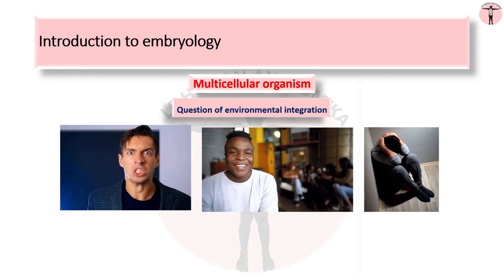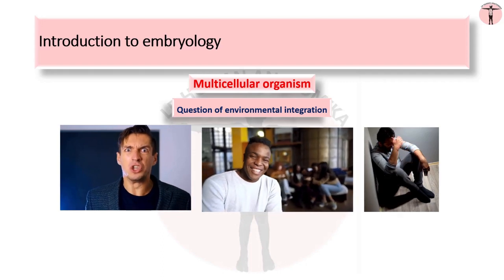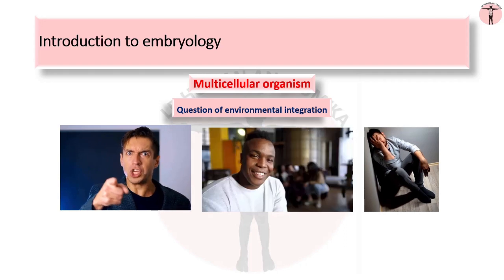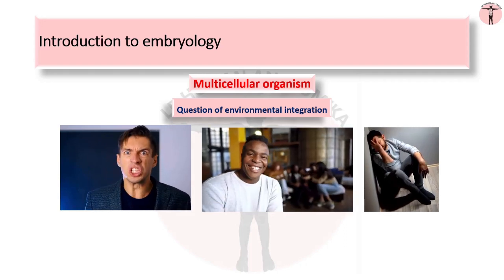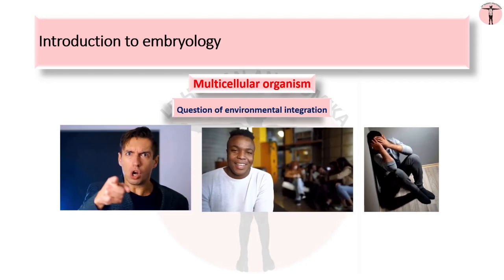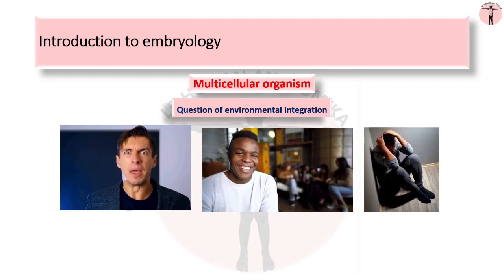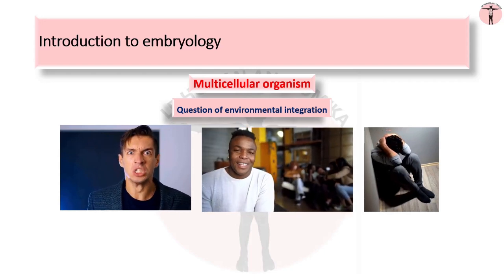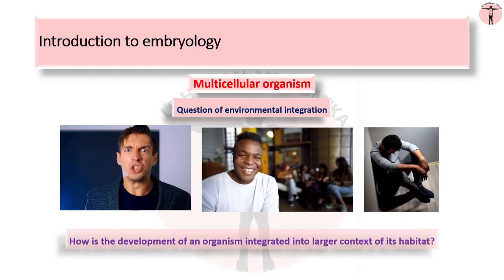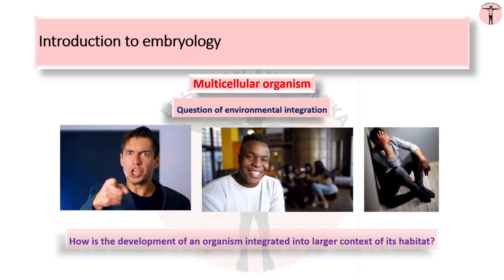These tools are not restricted only to helping behavior. They can be applied to diseases like diabetes, hypertension, cancer, etc. The change in the right type of food and lifestyle of the individual can free them from the disease. The behavior of the human depends on the environment each individual is brought up in, and it can be changed. So the question now is, how is the development of an organism integrated into the larger context of its habitat?